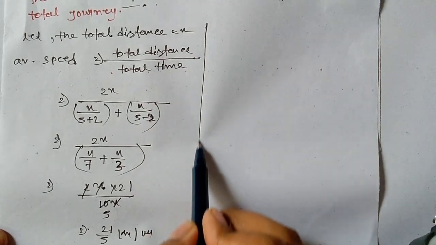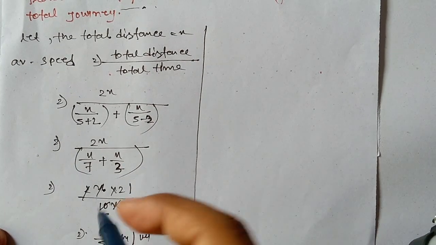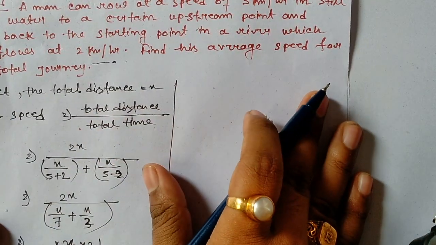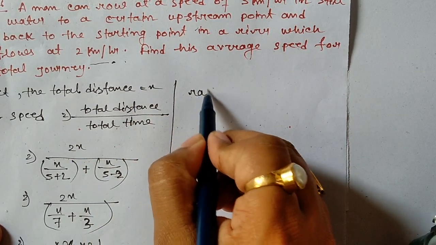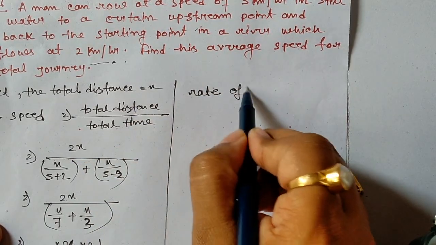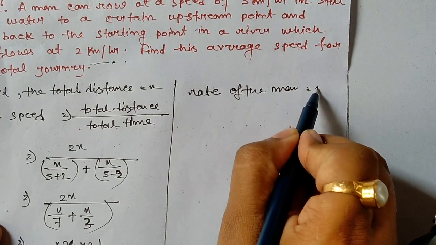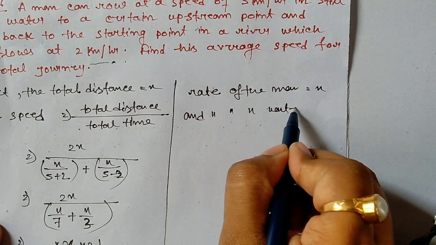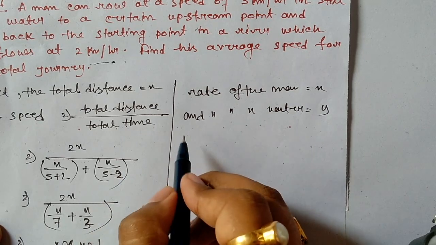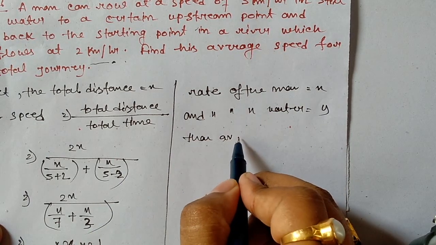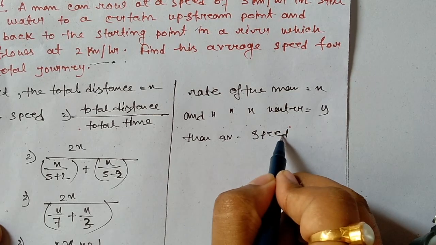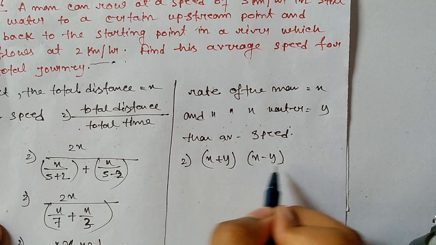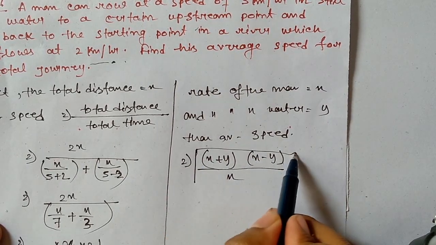Now the shortcut method. Let the rate of the man be x and the rate of the water be y. Then average speed is equal to (x plus y)(x minus y) by x. So this is the formula.